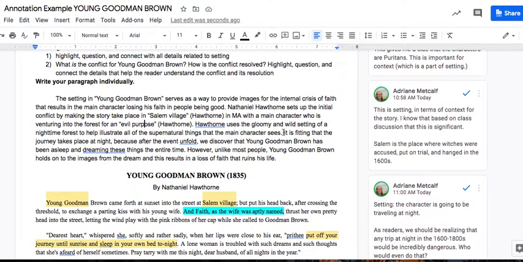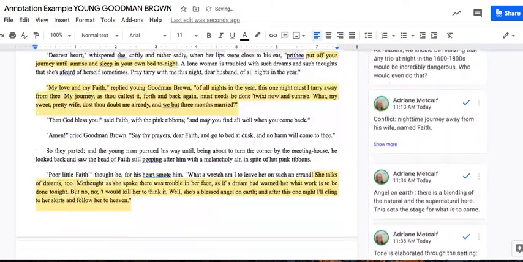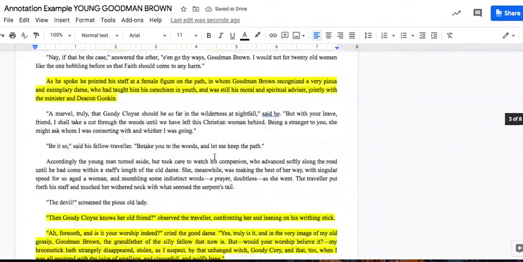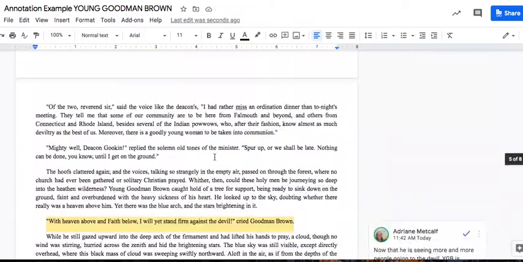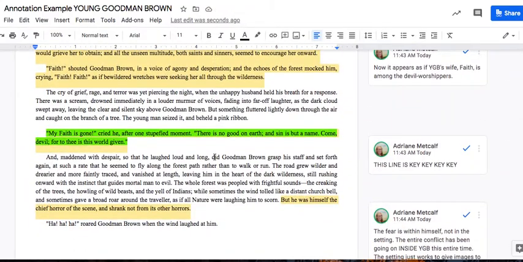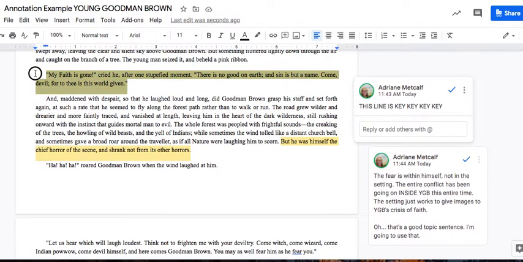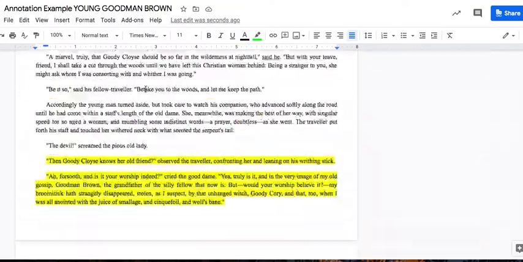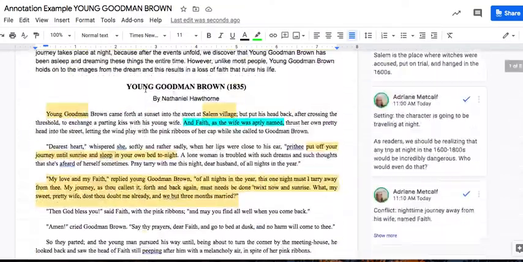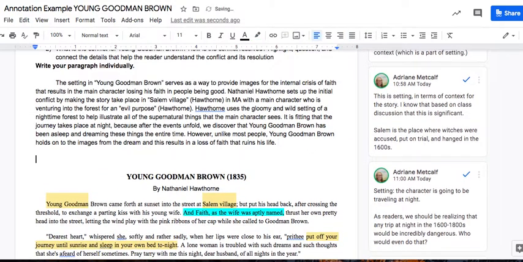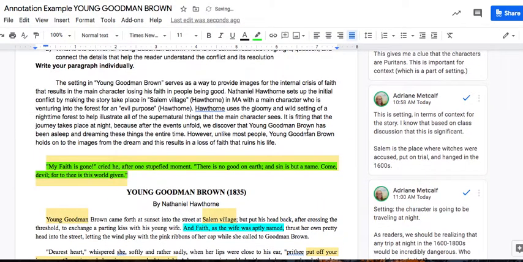So, supernatural things take place. I need to show something related to them being in the forest and the horrible things that happen. Probably going to look later in the story. Oh, I want to copy this. My faith is gone. I might use this. So I copy that. I'm just going to place it right here for safekeeping.